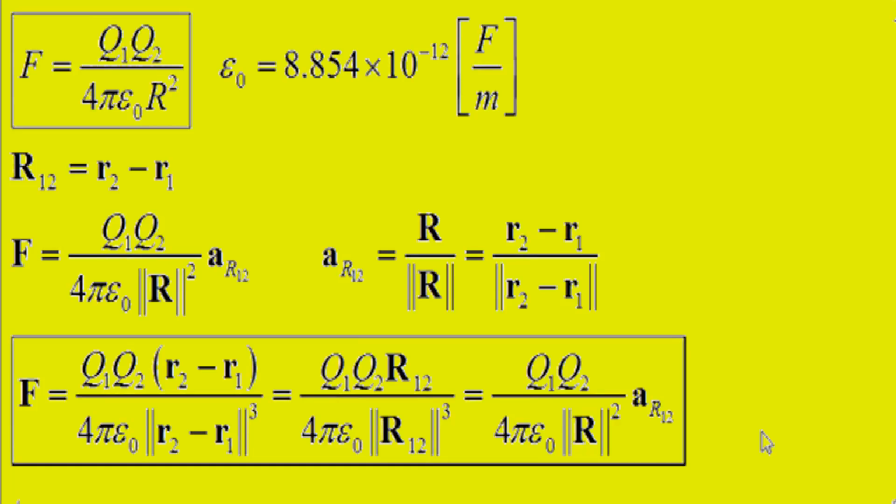As hopefully everyone knows, if you have two positive charges, they're going to repel each other. If you have opposite charges, they're going to attract each other. If you have two negative charges, they're going to repel each other.